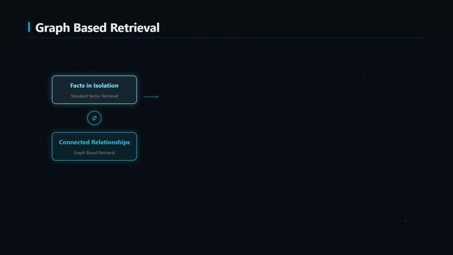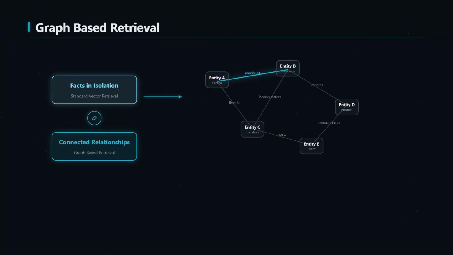Some answers depend on how facts connect, not just what a chunk says in isolation. Graph-based retrieval stores entities and their relationships as a connected graph. So the system can hop from one linked fact to the next and assemble a fuller, connected picture.